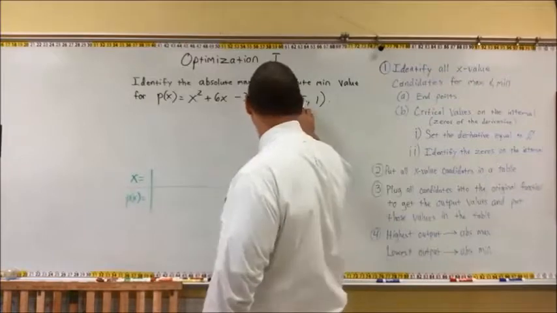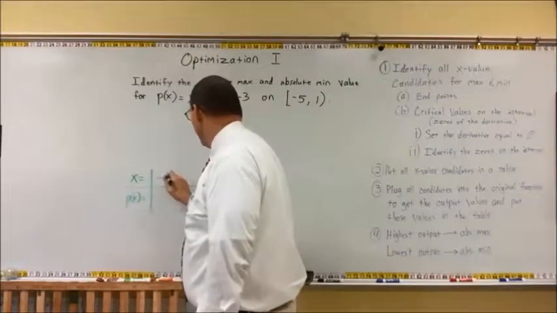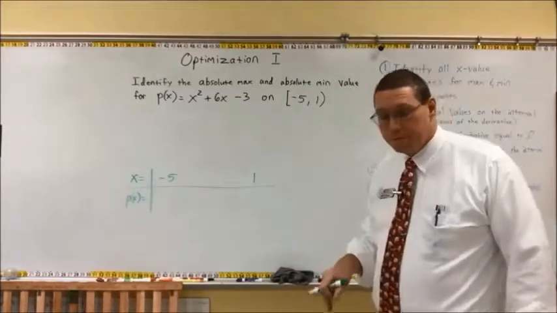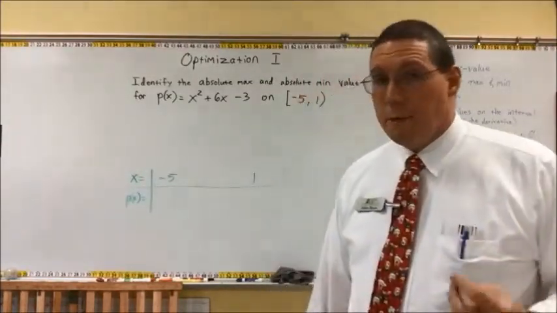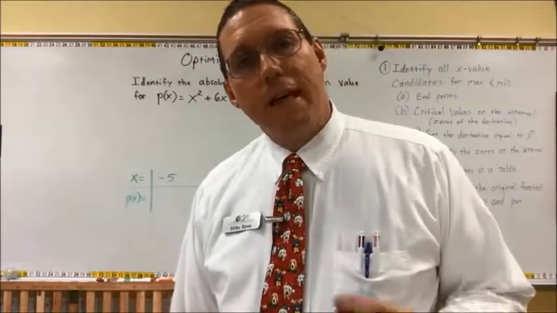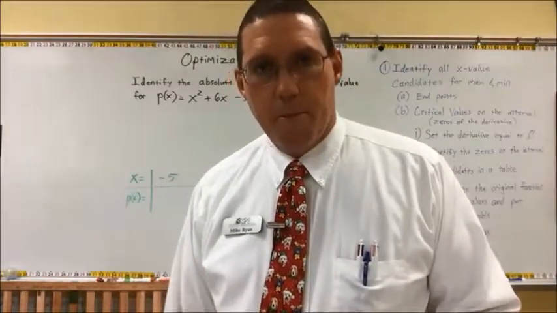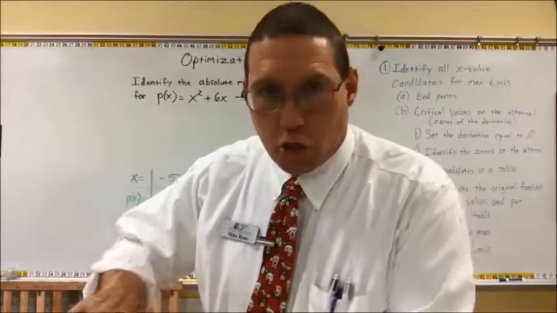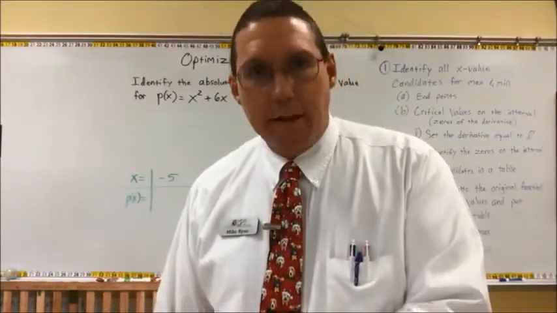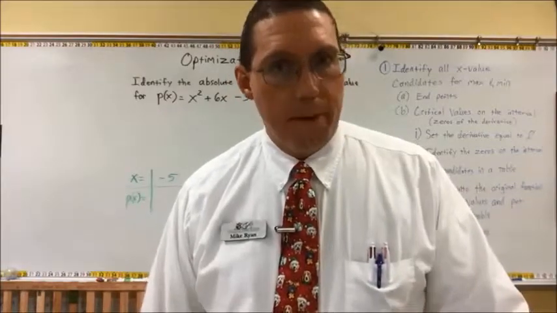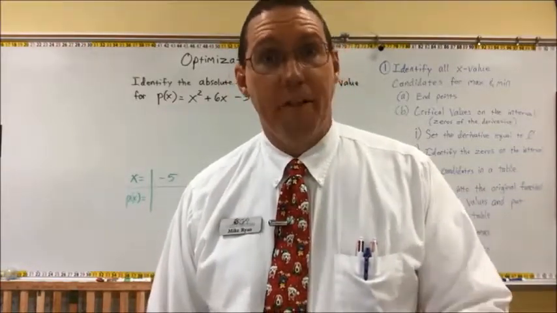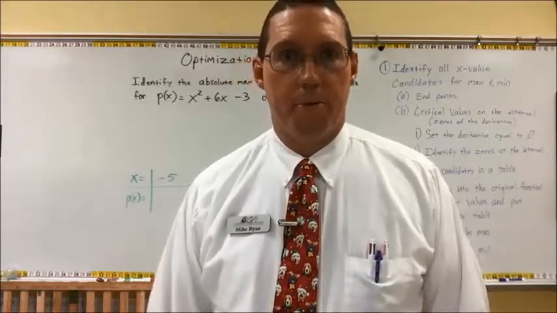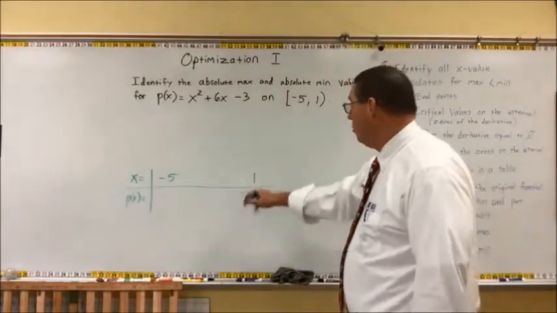Now my endpoints are -5 and 1. You might say, well, Mr. Ryan, why are you including 1 if it's an open interval? The reason I'm including 1 is because I need to know if there's a maximum or minimum point at 1 so that I can exclude it and not accidentally call one of my other points a minimum or a maximum. Okay, so I have to include 1 temporarily just in case that's where one of the maximums and minimums are. So we're going to include 1.